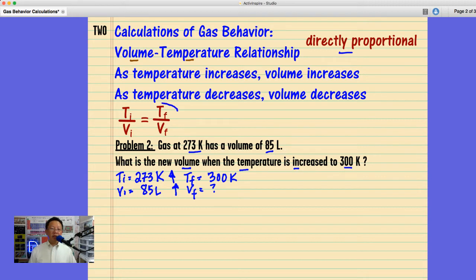Take a look at this equation right here. To calculate for the final volume, you need to do cross multiplication. And in order for us to be quick about it, let's just understand that the final volume is equal to the initial volume multiplied by the final temperature, all divided by the initial temperature.